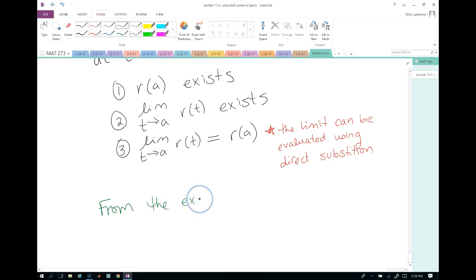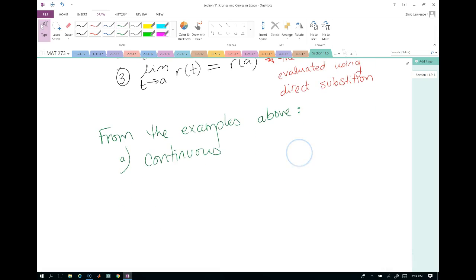So from the examples above, a is continuous. We got our answer with direct substitution, no problems. b was not continuous. And that's because we had to use L'Hopital's.